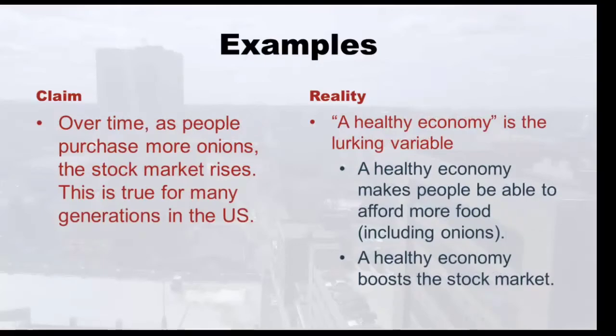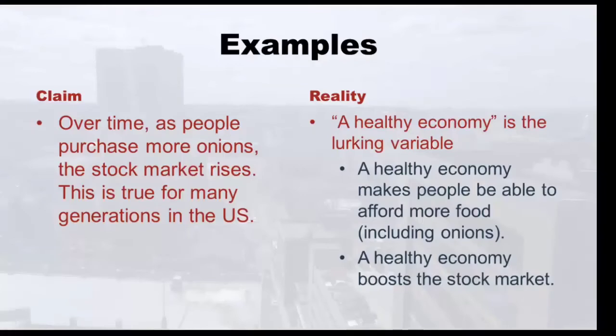Here's another one, and this was my professor in my biostatistics class who used this. He put up a time series chart over a long time, since the 1900s. And he pointed out that as people purchase more onions over time, as onion consumption goes up and down, the stock market rises, right? So when the stock market's low, people aren't eating as many onions. And this is just true over generations in the US.